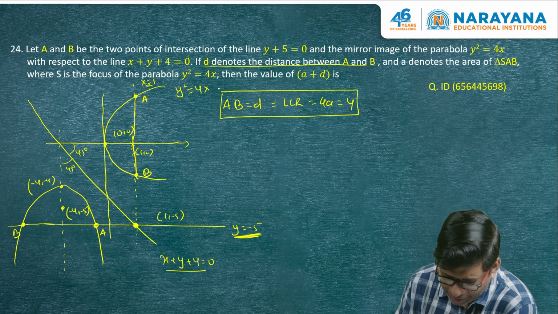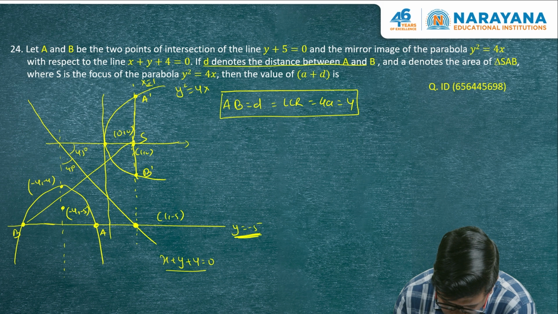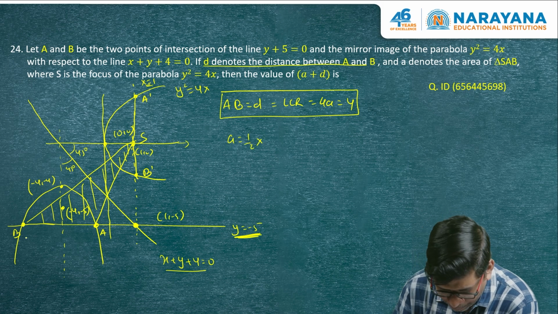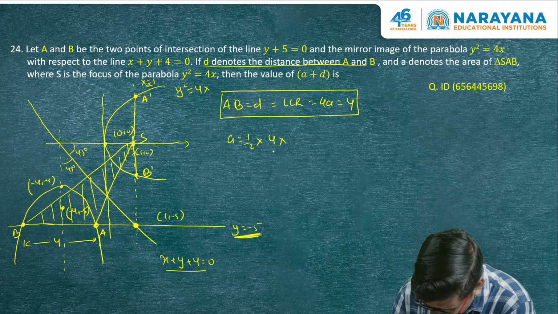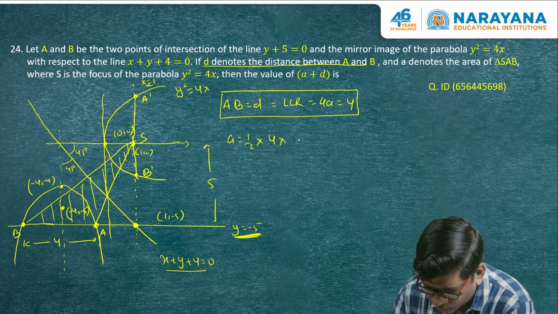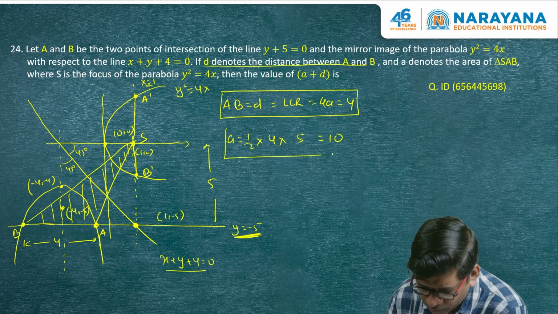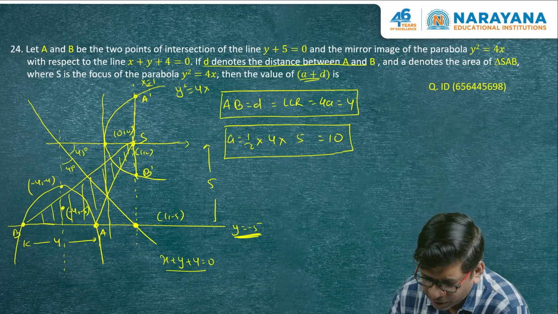A is the area of triangle SAB. This is the actual AB. We can take it as A dash B dash. So this is the area we want. Area of this triangle we can take as half into base into height. Base length is the same as the length of the latus rectum, 4. Height is 5. So how much is it? 10. So A becomes 10. Very easy to calculate A and D. They are asking the value of A plus D, which is 14.